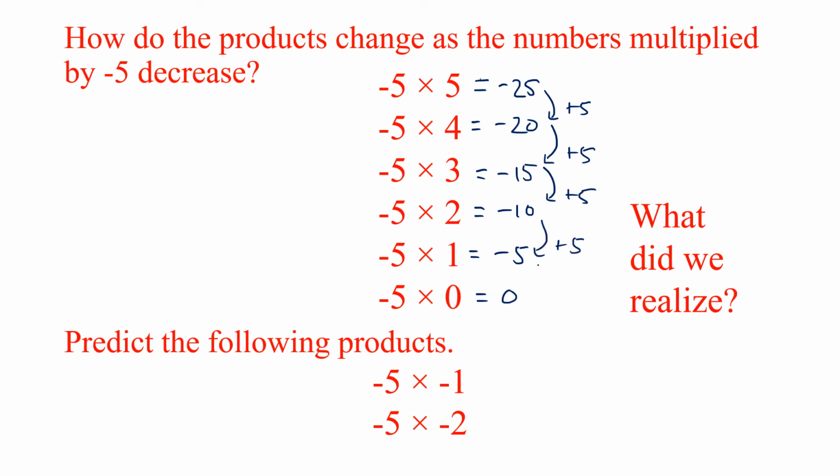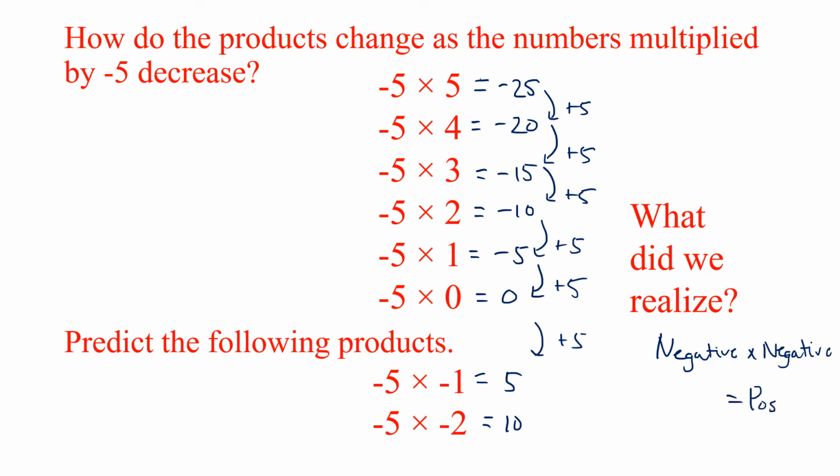So in order to predict the following, I'm going to add 5. So I think that negative 5 times negative 1 is a positive 5, and negative 5 times negative 2 is a positive 10. So what I realized was, since I am adding as the numbers multiplied by negative 5 decrease, a negative multiplied by a negative wound up being positive. And that's important to know as well.